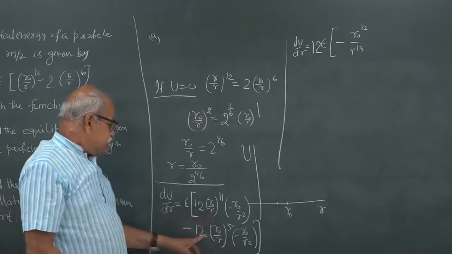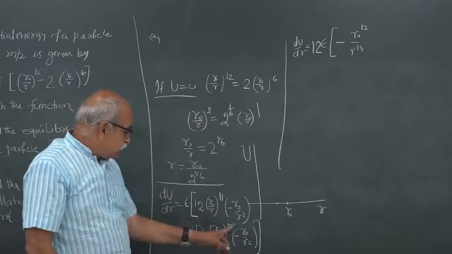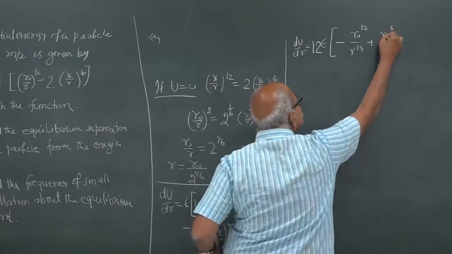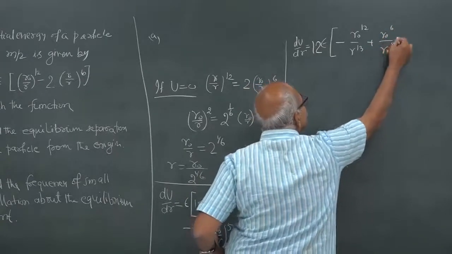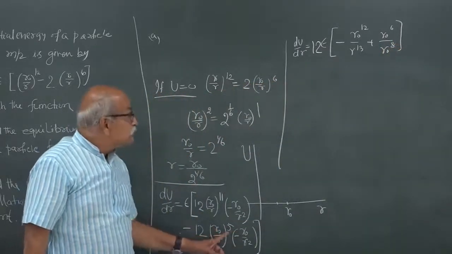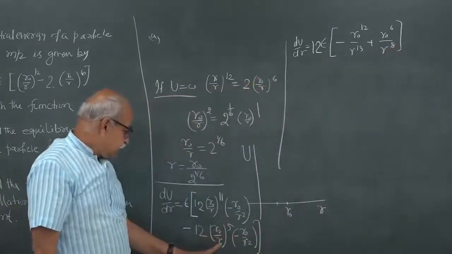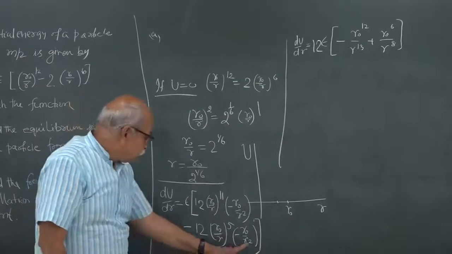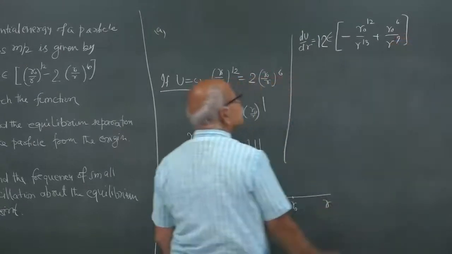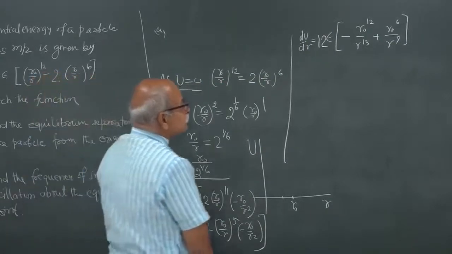and then here you have plus, and 12 we have already taken. So, plus r naught to the power 6 and divided by r naught to the power 8. r naught to the power 6 divided by r to the power 8 divided by r to the power 5 from here and r to the power 2 from here. So, this is r to the power 7. This is du by dr, right.